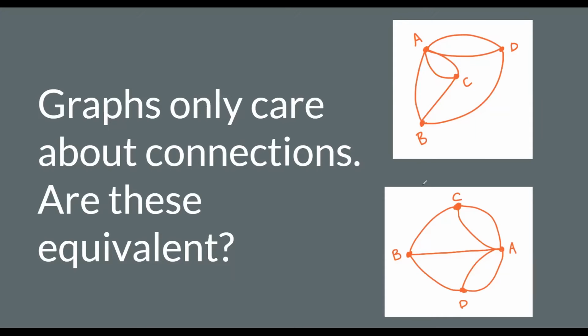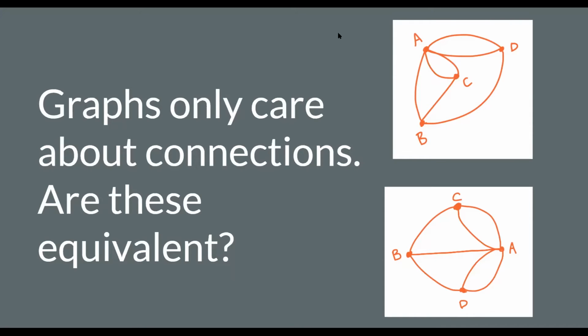So then the A has 2 connections to B on the bottom, 1 connection to B on top, and it has 2 connections to D and 2 connections to C. On top, it has 1 connection to B, 2 connections to C, and 2 connections to D.